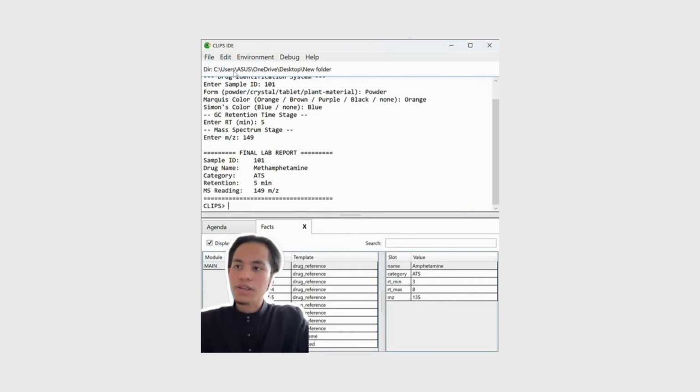Here it shows the sample ID is 101. The drug name identified is methamphetamine with a category of ATS. Detection time is 5 minutes and MS reading is 159.